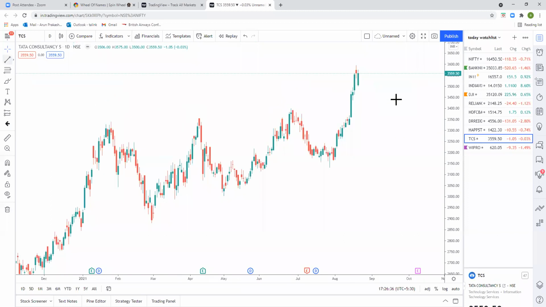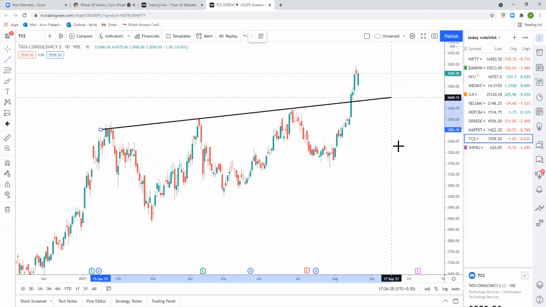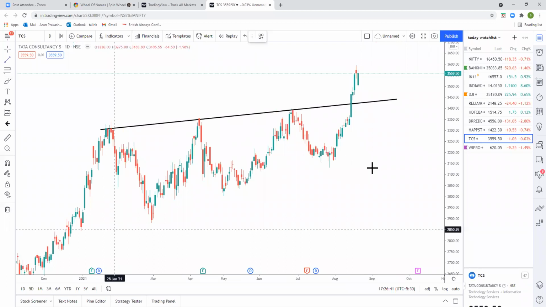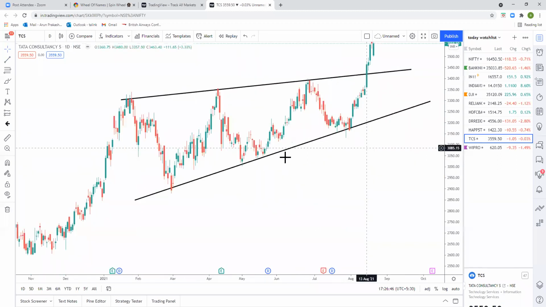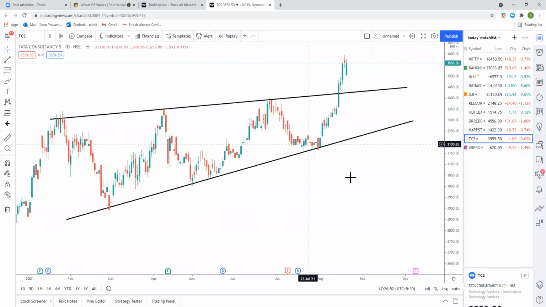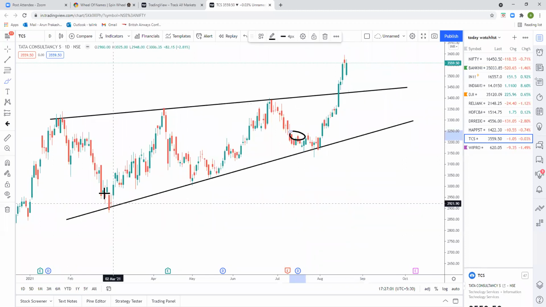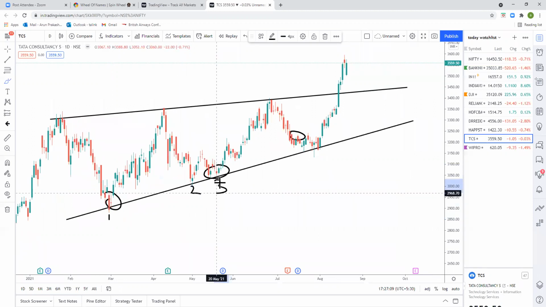So this is the pattern we had in TCS. Now we'll discuss 2 or 3 patterns and we'll analyze them. When I have TCS trading around this level, I'll go ahead and draw this pattern. The previous time TCS has taken a support here once, second time, let's consider this third. So already TCS has taken support here thrice and the stock has reversed. So this is a trend line which TCS has been following.